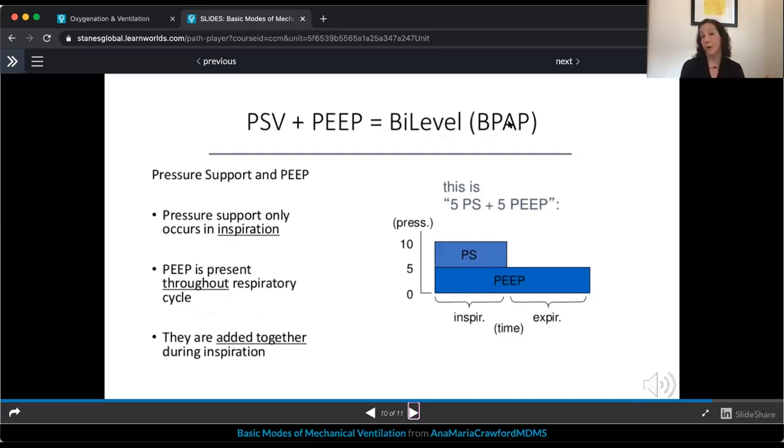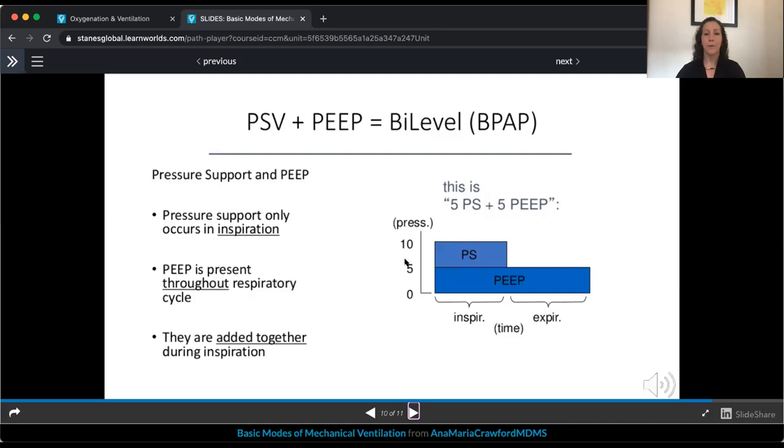So how does this work? Remember, this is a support mode. Your patient's breathing spontaneously. They're breathing in, they're breathing out. The ventilator can tell when they're breathing in. It can tell when they're breathing out, right? So as a patient breathes in, we're gonna apply pressure support, okay? That's gonna augment their tidal volume and augment their breath.